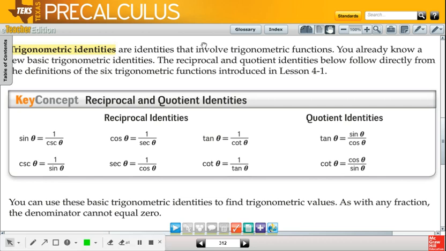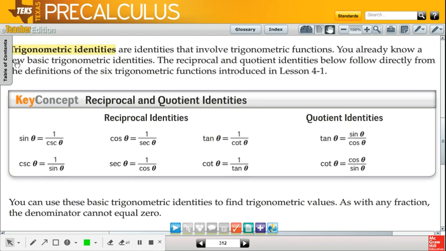In this section, we're going to go over trigonometric identities. Now, trigonometric identities is going to be the whole thing of Chapter 5, but there's going to be parts to it where concepts we're going to apply on how we're going to use trigonometric identities. Now, as defined in the book, trigonometric identities are identities that involve trigonometric functions.